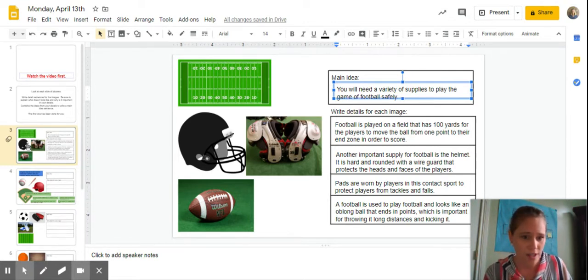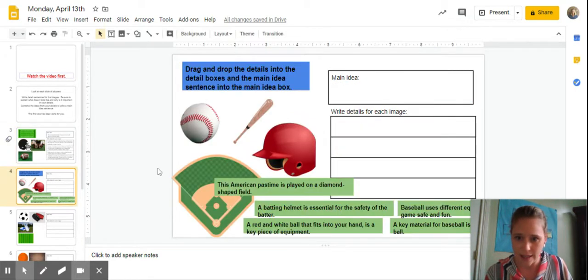All right, we're going to go on to the next slide. And what sport do you see this one's about? This one's about baseball. So let's see. We've got 5 things here. Where do you think they're going to go? Well, let's go one at a time.